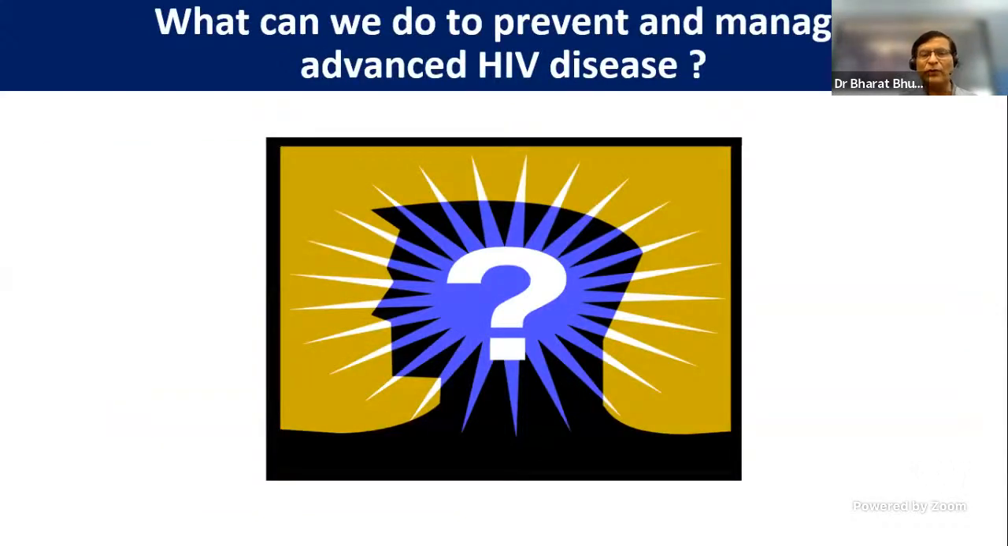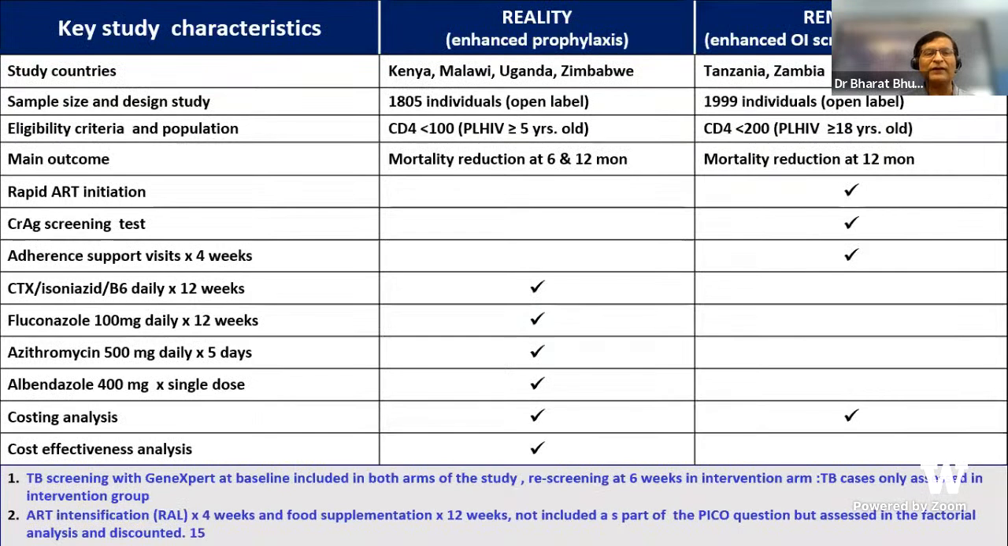So what can we do additionally? The focus of this talk is what additional interventions can be made to prevent and manage, if they are already in advanced HIV disease, how to manage that. These are the two studies I would like to share. I would not like you to go into great detail on this, but these are the REALITY and REMSTART studies, which form the basis of advanced disease interventions.